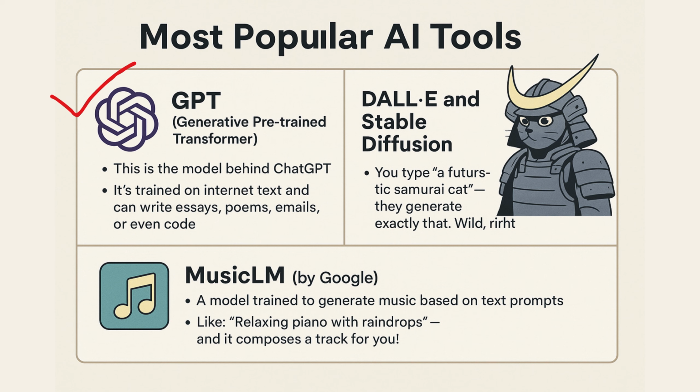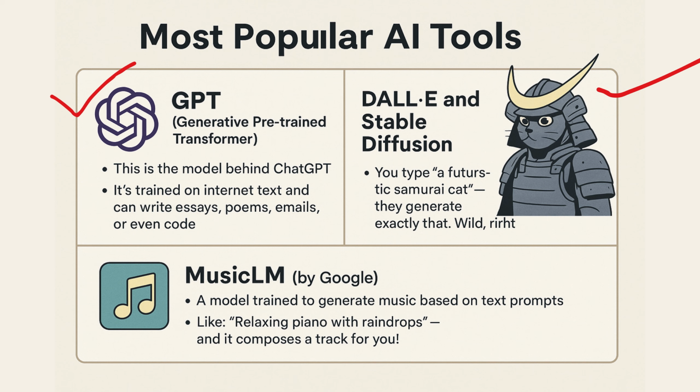Let's now discuss a few of the most popular AI tools in the market today, such as GPT, Generative Pre-trained Transformer. This is the model behind ChatGPT. It's trained on internet text and can write essays, poems, emails, or even code. DALL-E and Stable Diffusion. These are image generation models. You type a futuristic samurai cat, they generate exactly that.